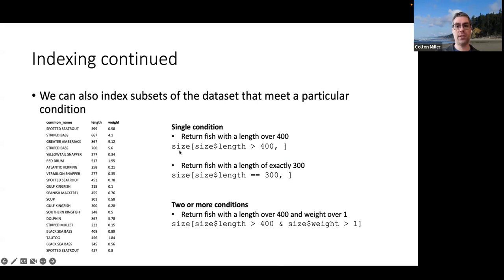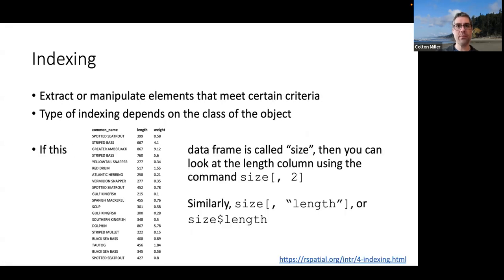And sorry, I just noticed a question in the chat. The question is, could we have also presented it as 20 comma 2 to get the same thing? If we said 20 comma 2, that would actually just return the observation in the 20th row of the second column. But we could say 1 colon 20 comma 2, and that would return rows 1 through 20 of the second column. So we'll see some more examples of that in the exercise.